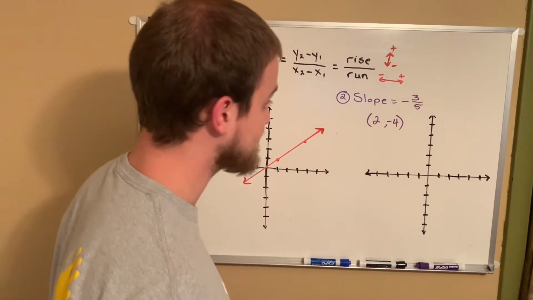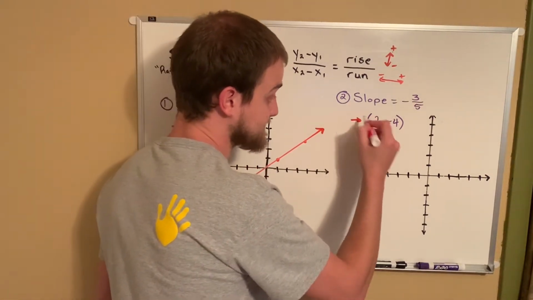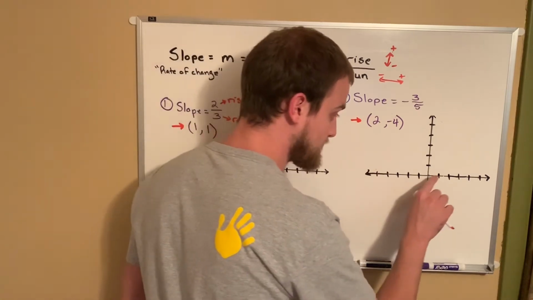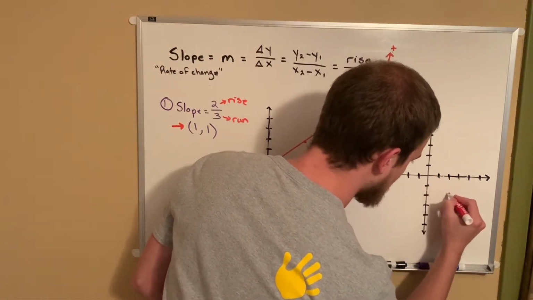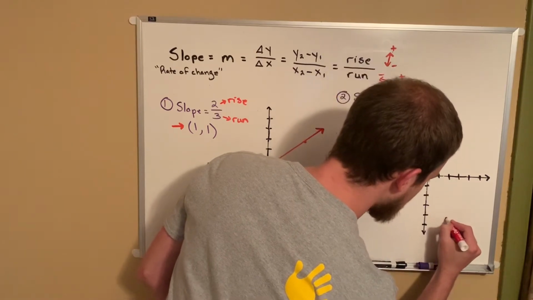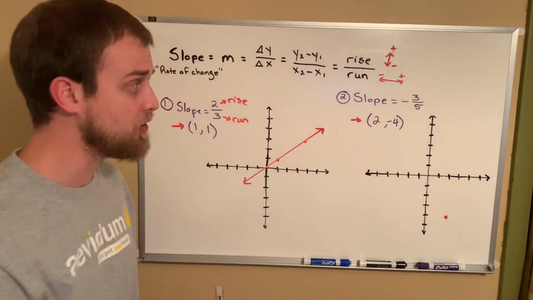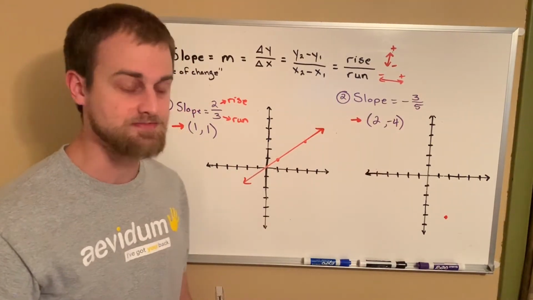Let's take a look at our second example. Similar idea happens. Well, we need to have this starting location on our graph. So 2, -4. So that location would be 2 to the right and down 4. So 2 to the right, down 1, 2, 3, 4. And I'd be approximately right here. Now notice my slope is -3/5. And notice that the negative is out in front of the fraction.